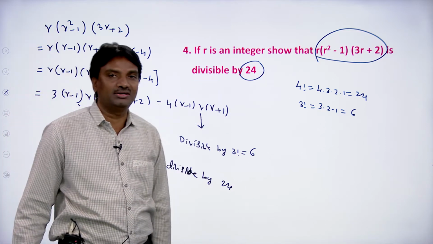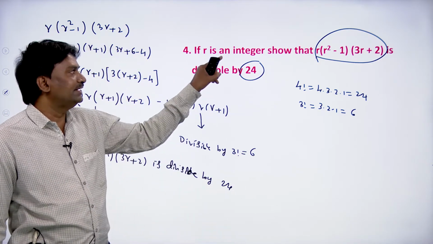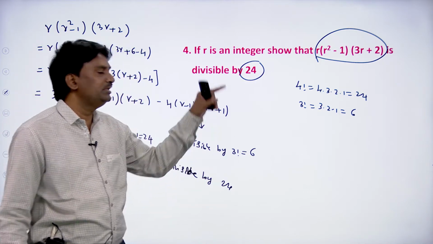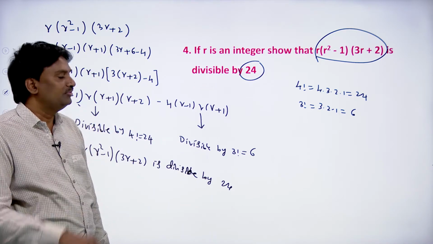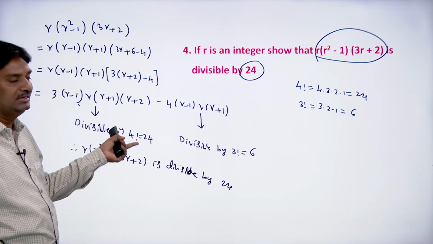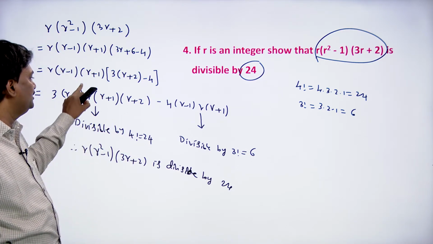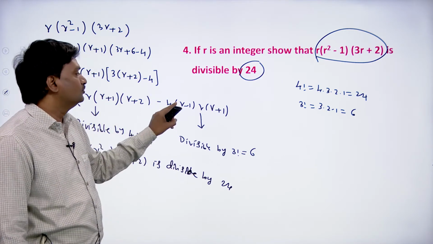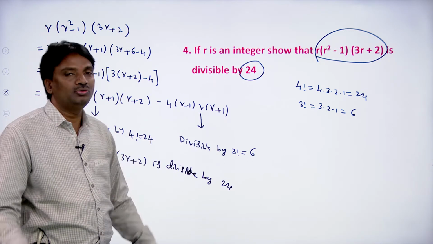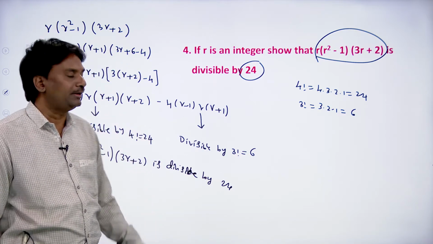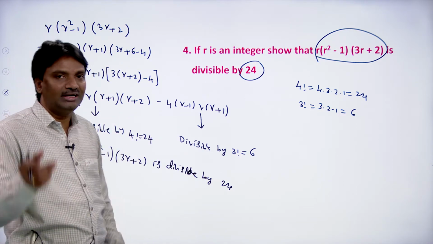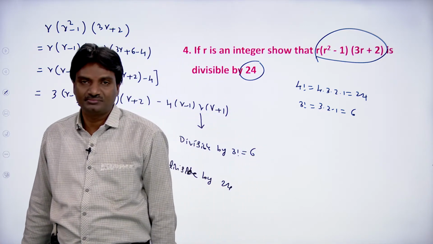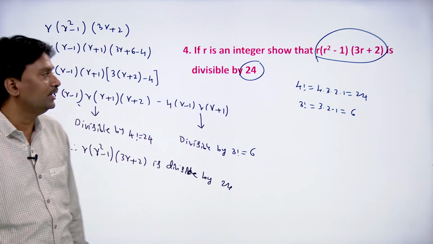So we have to prove that only. If r is an integer, show that r into r square minus 1 into 3r plus 2 is divisible by 24. If we suppose that r equal to 8, then 7 into 8 into 9 into 10, you will get some value. Subtracting 7 into 8 into 9 from this, you will get one value. That value must be divisible by 24.